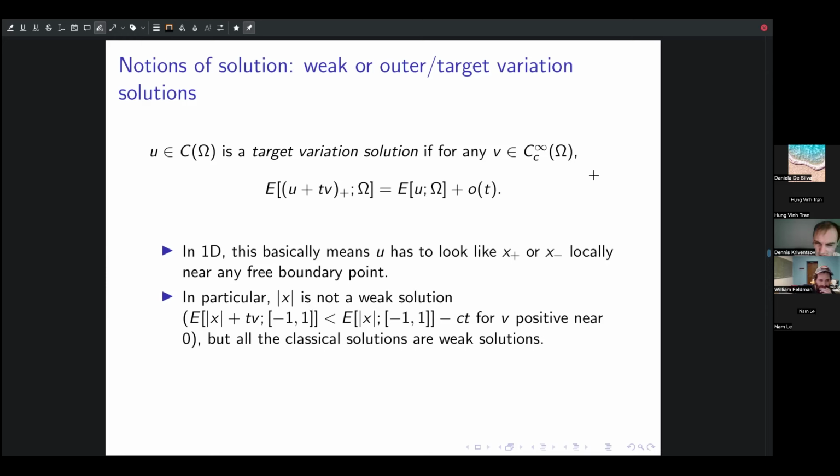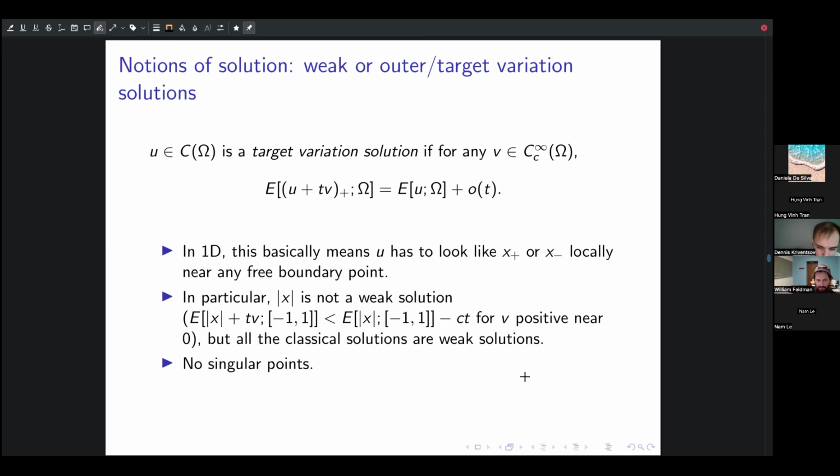So I have again these, sorry, I'm having trouble drawing this. So the solutions which are converging to the absolute value solution, those are target variation solutions, but they converge to something which is not. So this is a problem with this notion of solution. It's just inherently not stable under limits.